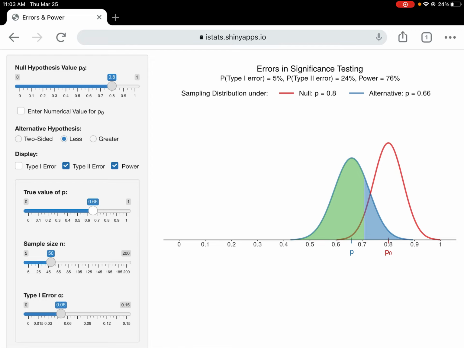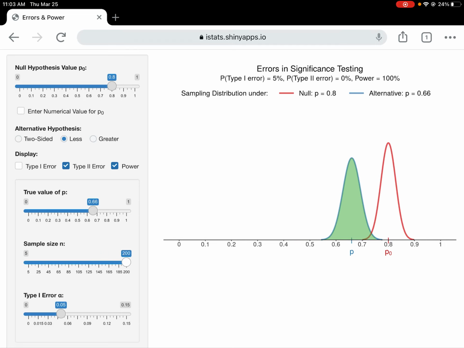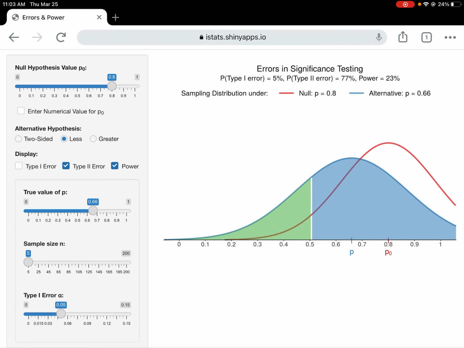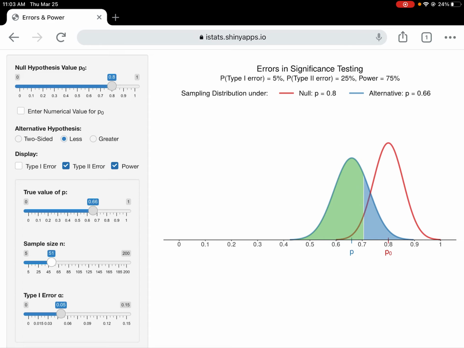So what if we increase the n to 200? Oh, the blue is no longer there. The type 2 error is now 0%, and the power is 100%. So when we increase the sample, the power increases. Increase sample, power increases. Good. So let's put that back to 50, because when we decrease the sample, look, the blue region is more than the green. We don't want that, we don't want the blue to be bigger, because that's bad.